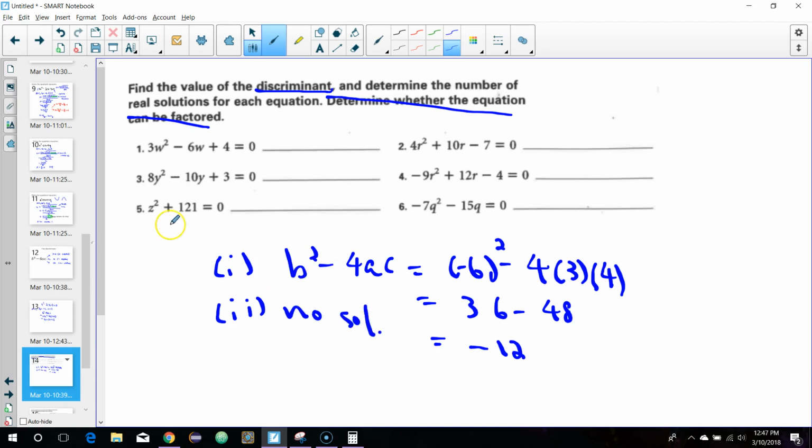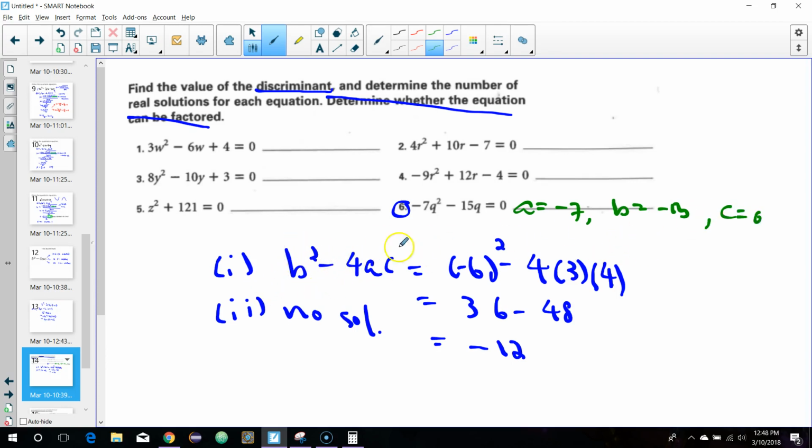Alright. So all of these are just practice. Let's pick question 6 because it looks a little bit more difficult. So in this case, my A is, let's write this out, negative 7, B is negative 15, and C is just going to be 0.